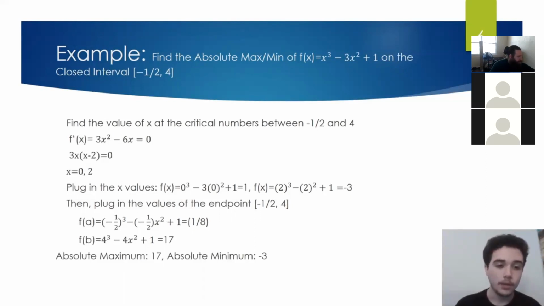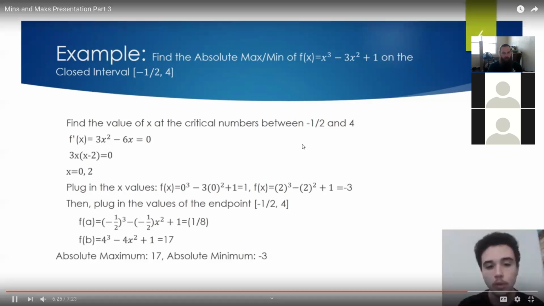And we set that equal to 0. We find that we can pull a 3x out of that, so we get 3x times x minus 2 equals 0. And we see for what values of x the derivative is equal to 0, and we get x equals 0 and x equals 2. So we plug in the x values, so f of 0 equals 0 cubed minus 3 times 0 squared plus 1, which gets us to 1.